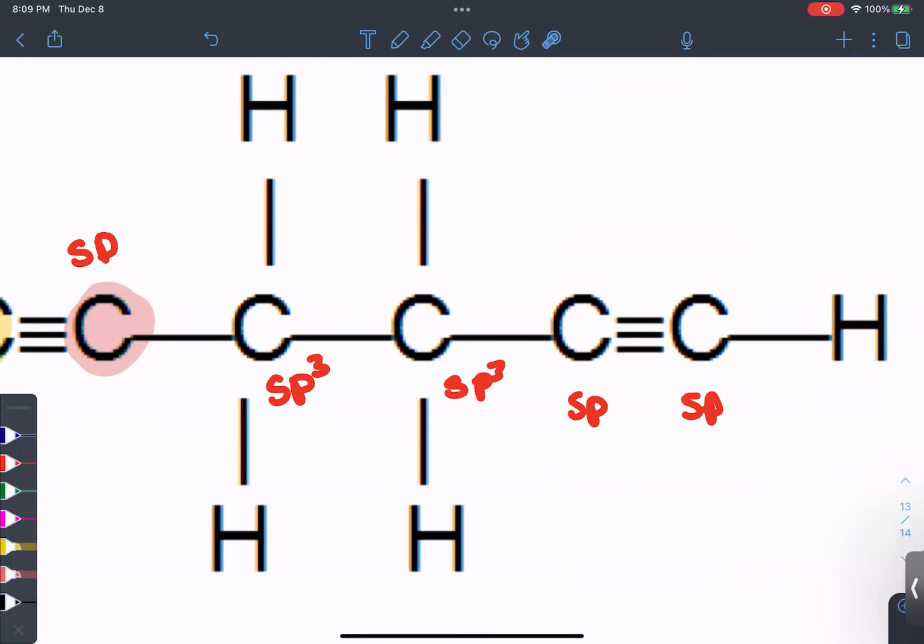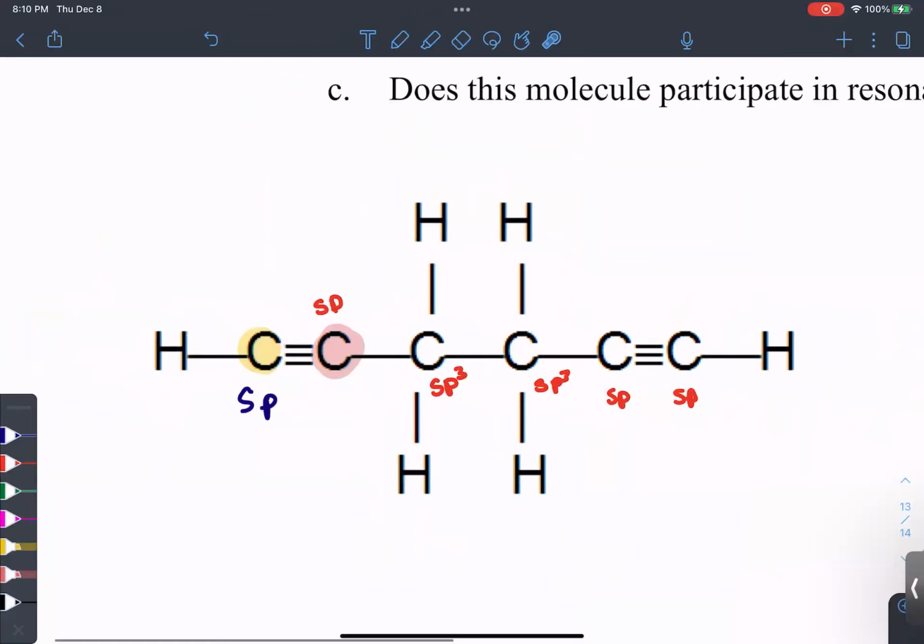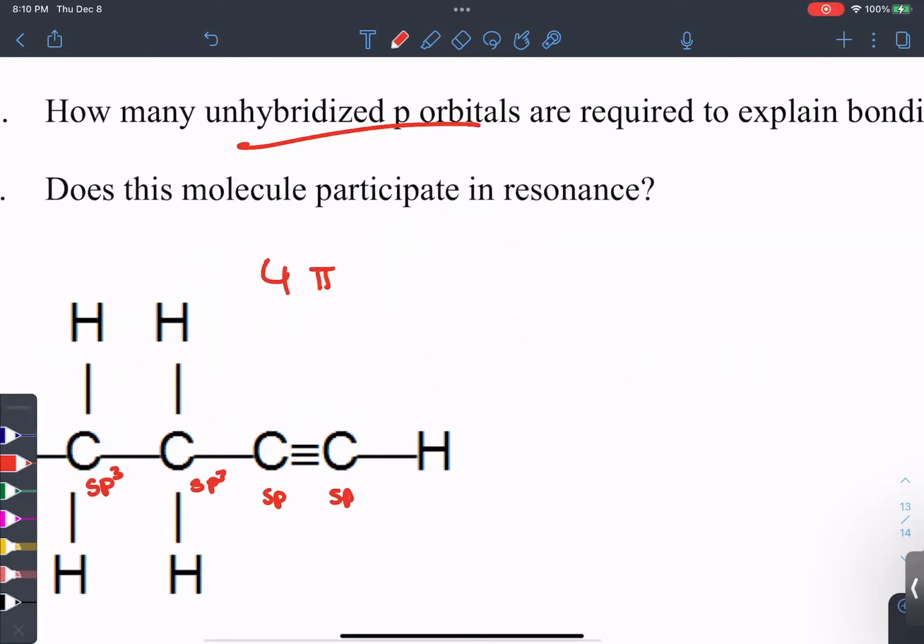But let's do it another way. How many pi interactions are on this molecule? 4 pi interactions. For each pi interaction, how many unhybridized p orbitals do we need? 2. So 4 times 2 equals 8. 8 p orbitals are needed. So 2 ways to get the exact same thing. Which way do you like better? The second way? The second way. But it's the same thing.